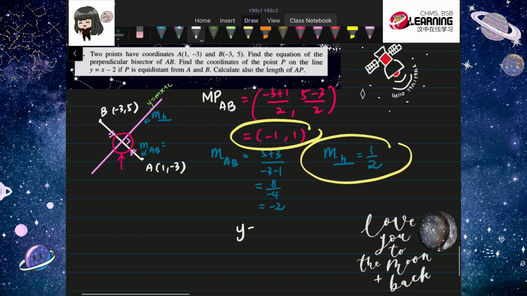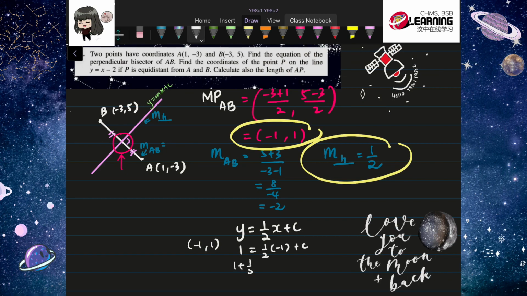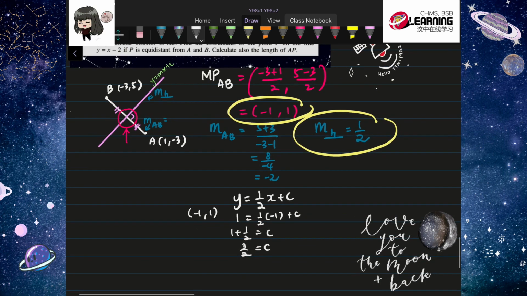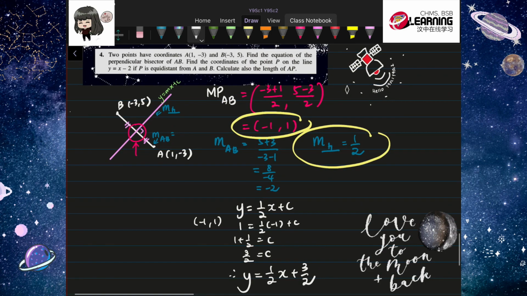Okay, so I'm going to use this and this to find my y equals mx plus c. I sub in my negative 1, 1. 1 plus half equals c, so c is 3 over 2. Therefore my equation of my line is y equals 1 over 2 x plus 3 over 2.